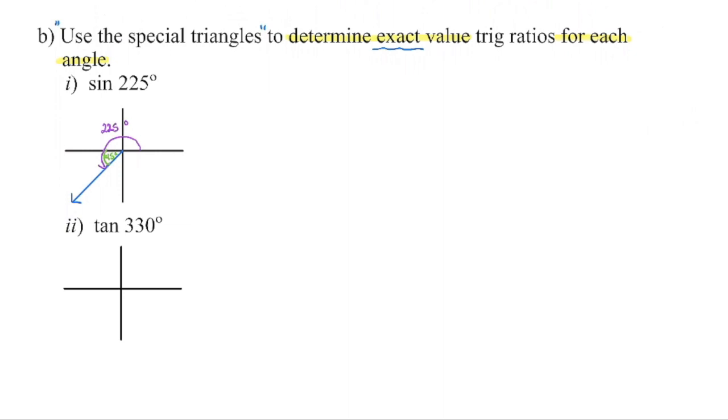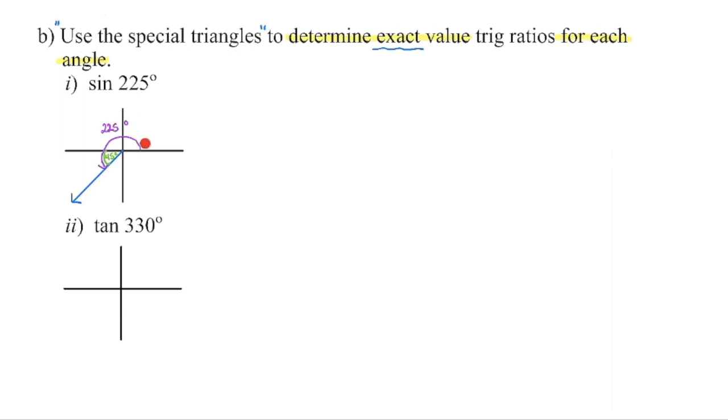In our next example, we're asked to determine the exact value for each angle, beginning with the sine of 225 degrees. So what I've highlighted in yellow is often what you'll see in a question. It's not necessarily going to say use the special triangles. The first thing we want to do is draw a sketch. So we're looking for that 225 degree angle.